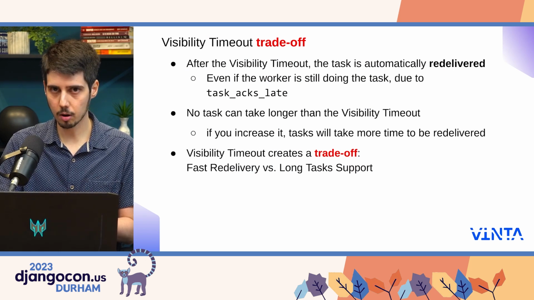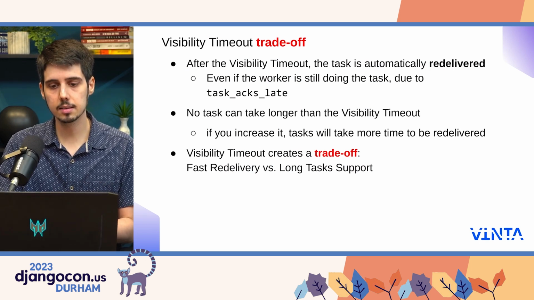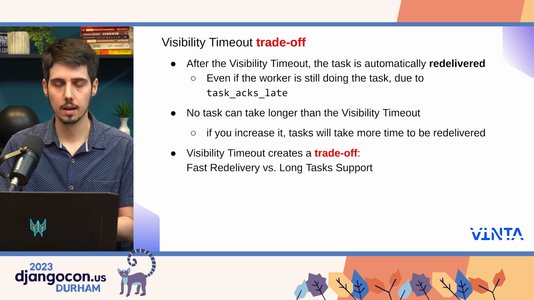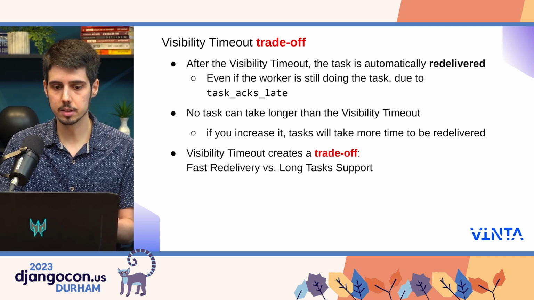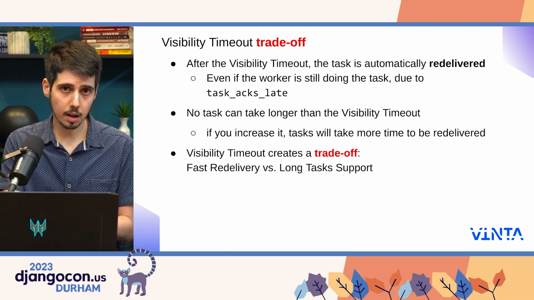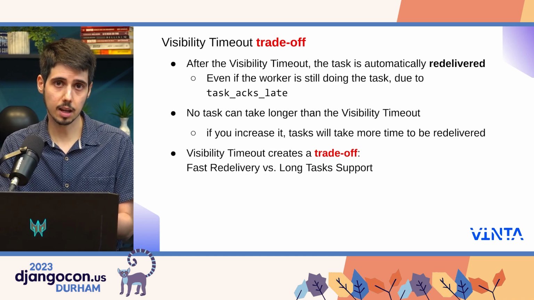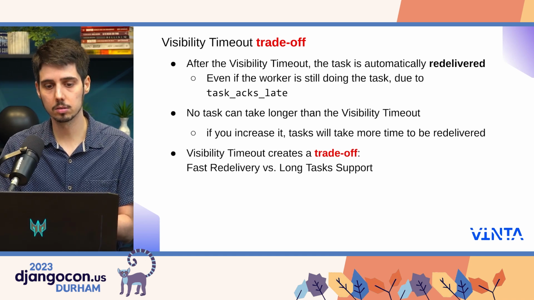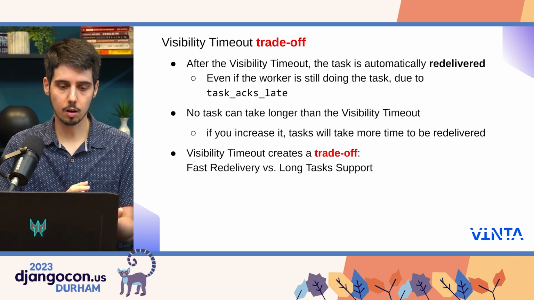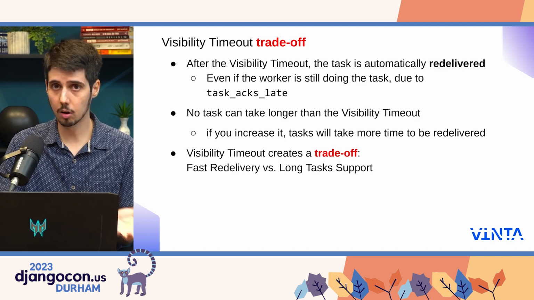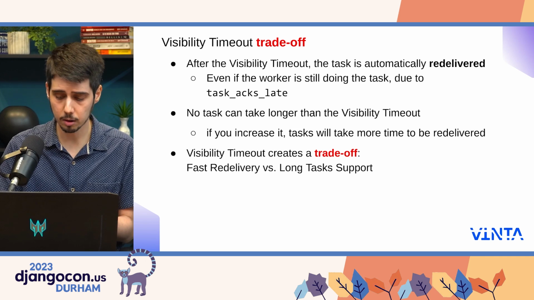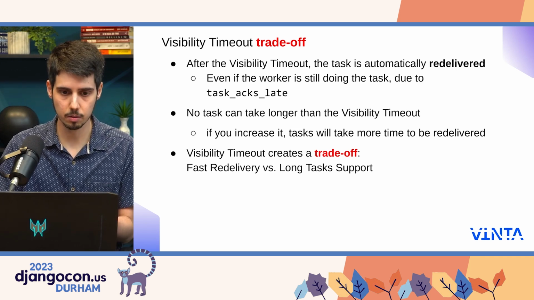Okay, so this is a problem because no task can take longer than the visibility timeout to finish, right? Otherwise, it will just be redelivered and the work will be repeated. If you increase the visibility timeout to give more time to your tasks, it will also take more time for tasks to be redelivered if a worker fails. So you have a trade-off here, right? You are trading off fast redelivery versus long task support. So visibility timeout is not great in general.